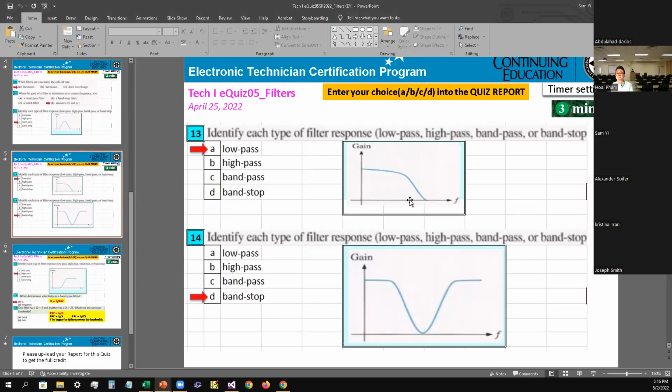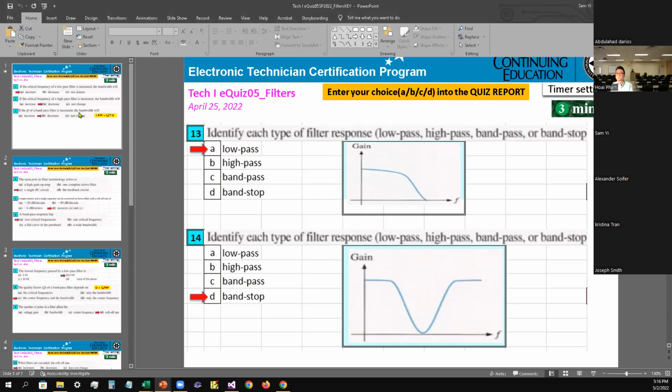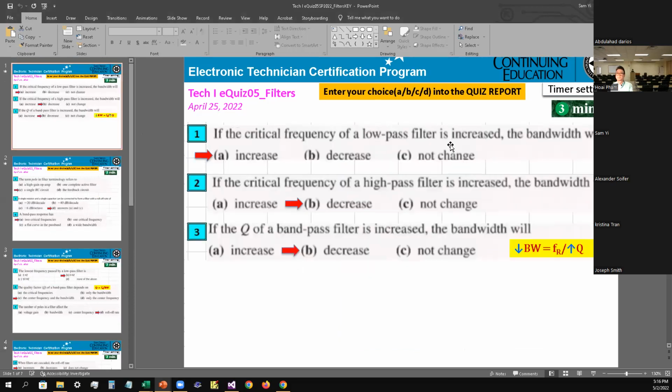So if you increase the frequency, increasing toward this way, now it's going to be over here. Therefore now you'll have bigger bandwidth. So if you increase the critical frequency, you will have an increase in bandwidth. Okay, so the answer is A as in apple for number 1.